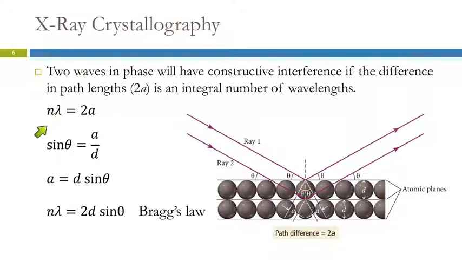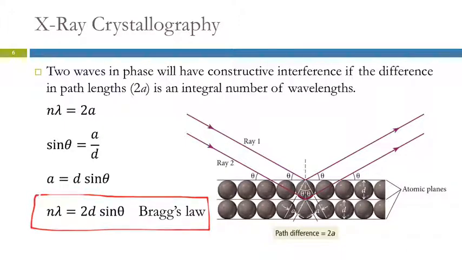So we want n lambda, some integral number of wavelengths. That's going to be equal to 2a. The path difference is 2a. That's this distance right here. And you can derive that using geometry. Anybody want me to go through the derivation? No, I didn't think so. This is called Bragg's law. This could show up on an exam, not this next one, but a future one. But I would give you the equation. You need to know how to use it, though.